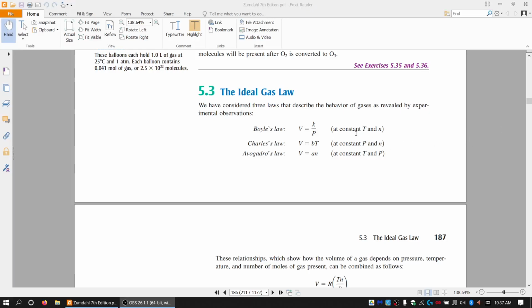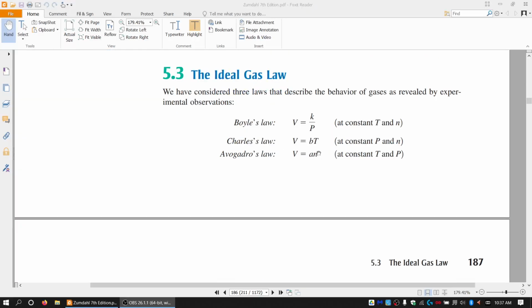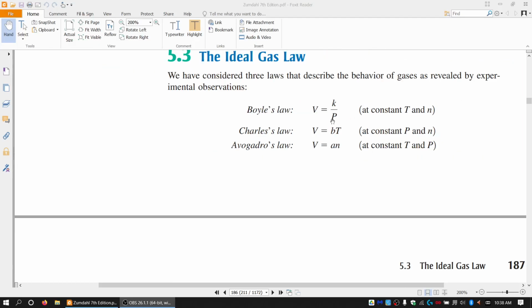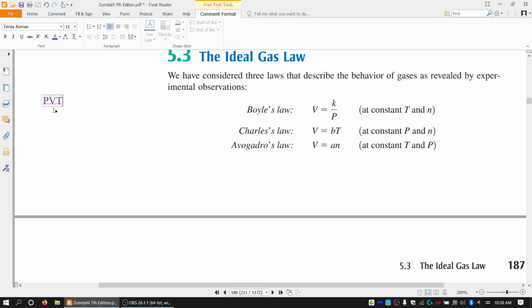Okay, this is where we left off with the gas laws. We learned Boyle's law, Charles' law, and Avogadro's law, and I emphasized that you just have changing variables when the other ones are constant. The variables in question when analyzing a gas are your pressure, volume, temperature, and the number of moles.